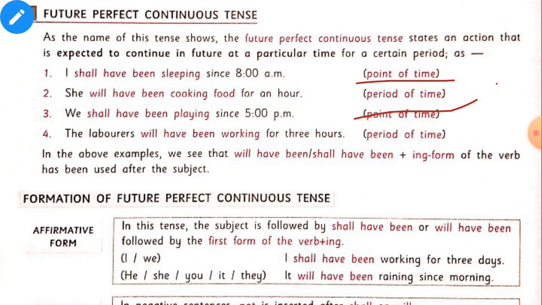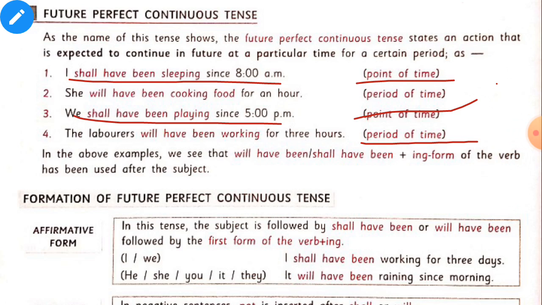You can see in the examples. I shall have been sleeping since 8 a.m. She will have been cooking food for an hour. We shall have been playing since 5 p.m. And the fourth one is the laborers will have been working for 3 hours. This is the period of time. Okay, 3 hours is the period of time, and 8 a.m., 5 p.m. is a point of time.